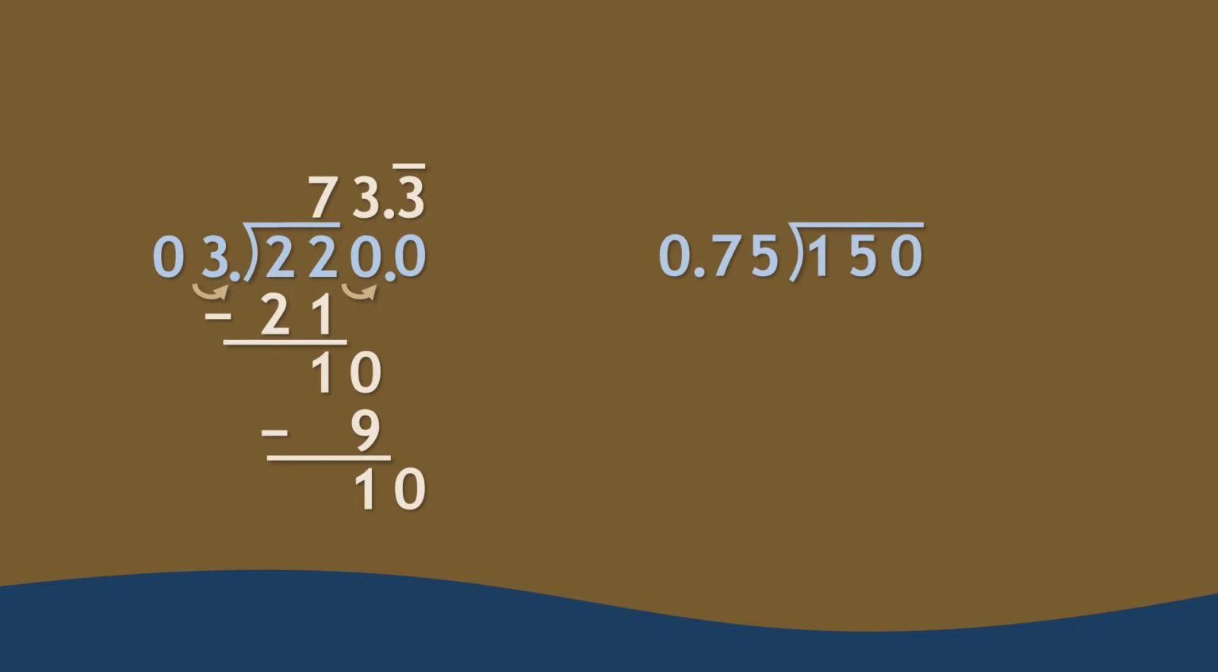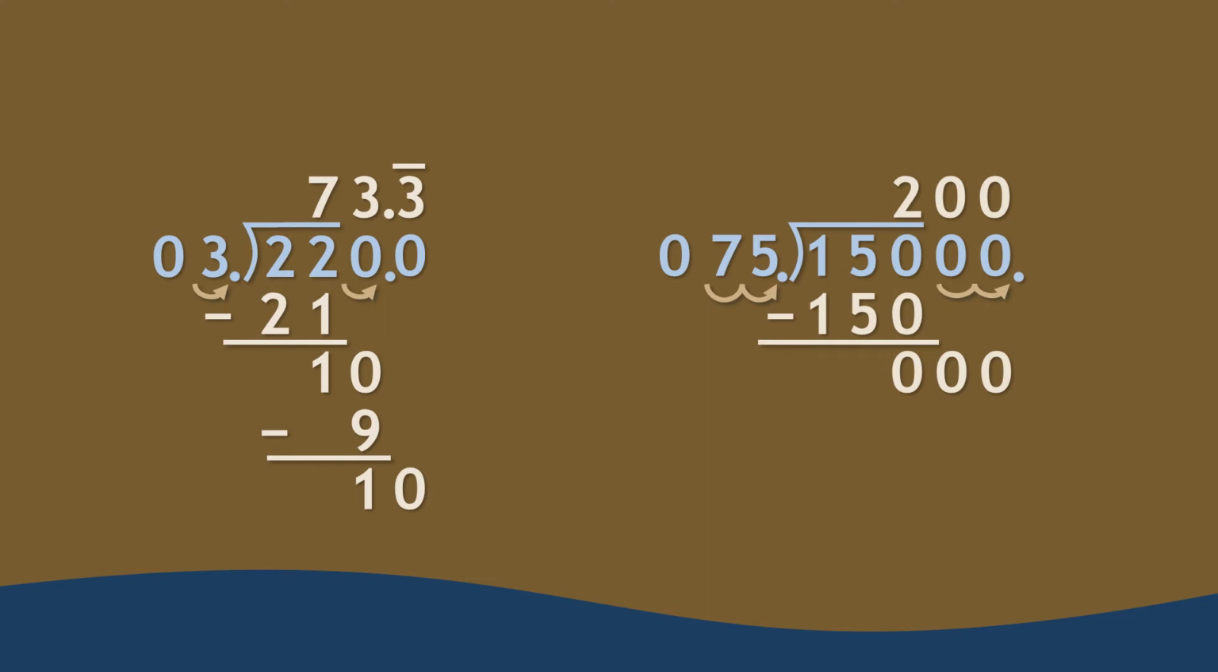So we have 0.75 dividing into 150. Go ahead and pause the video and do this one. Okay, great. For this one, you needed to move your decimal point twice. So now we have 15,000 divided by 75, and your answer should be 200. All right, one more problem that we're going to do before we're done with this.